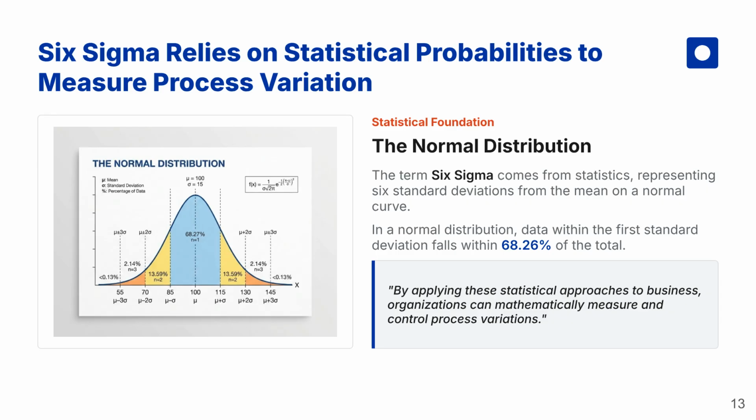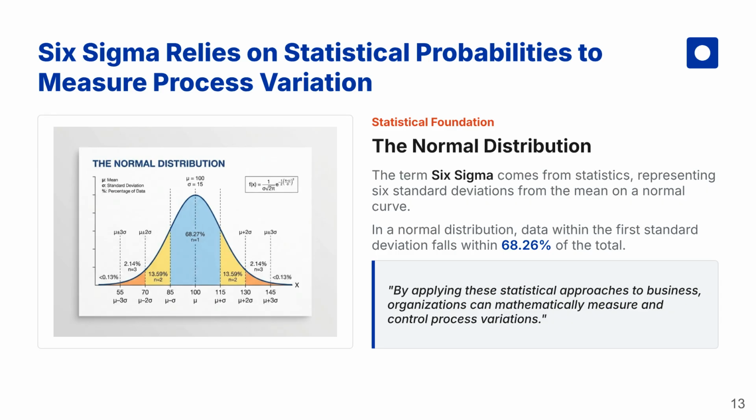The figure on this slide illustrates the normal distribution, commonly known as the bell-shaped curve. In a stable process, most outcomes are clustered around the average, while fewer observations appear as we move further away from the center. The closer process results remain to the average, the more predictable and consistent the process becomes.